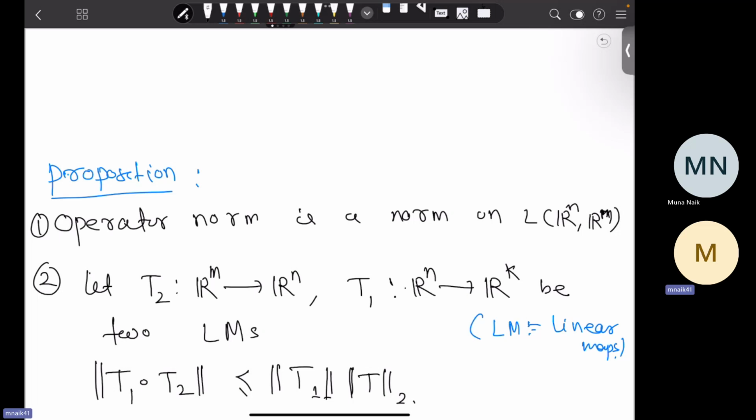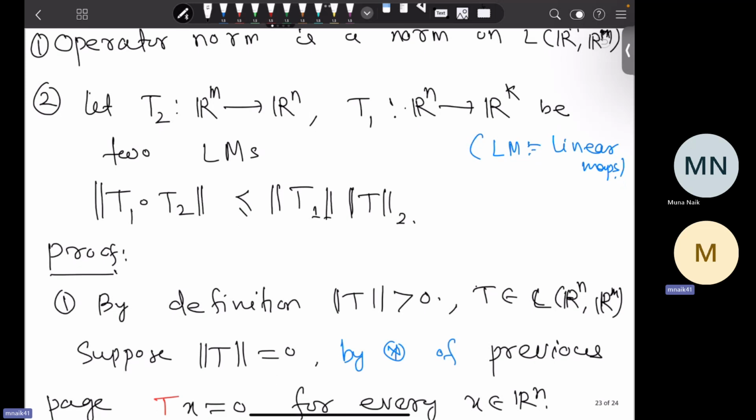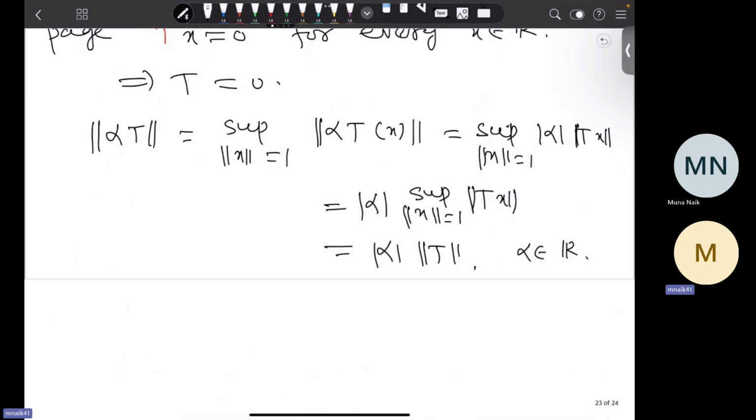So the operator norm is a norm on L(R^n, R^n). And if T2 is a linear map from R^m to R^n and T1 is a linear map from R^n to R^k, then the operator norm of the composition is less than or equal to the norm of T1 times the norm of T2. Okay, so this is done.